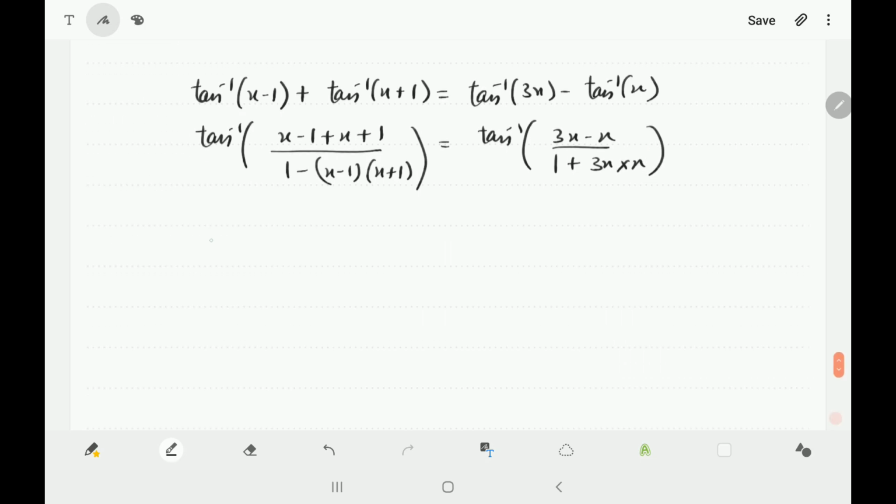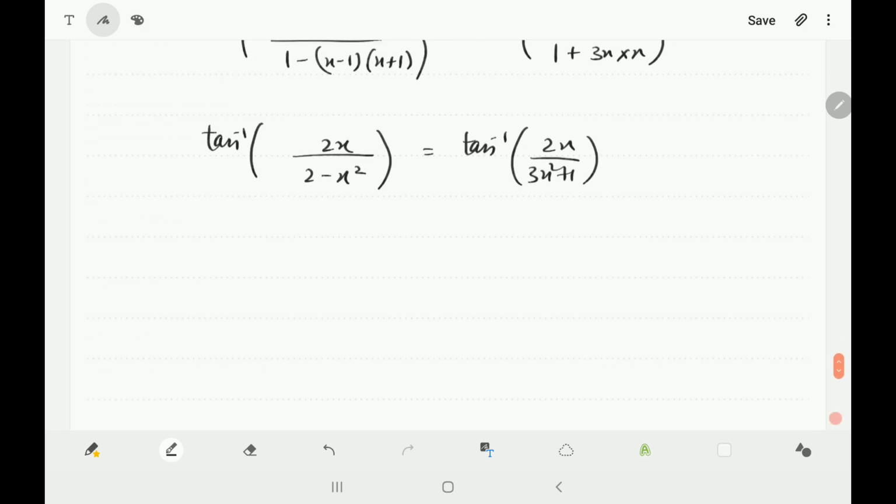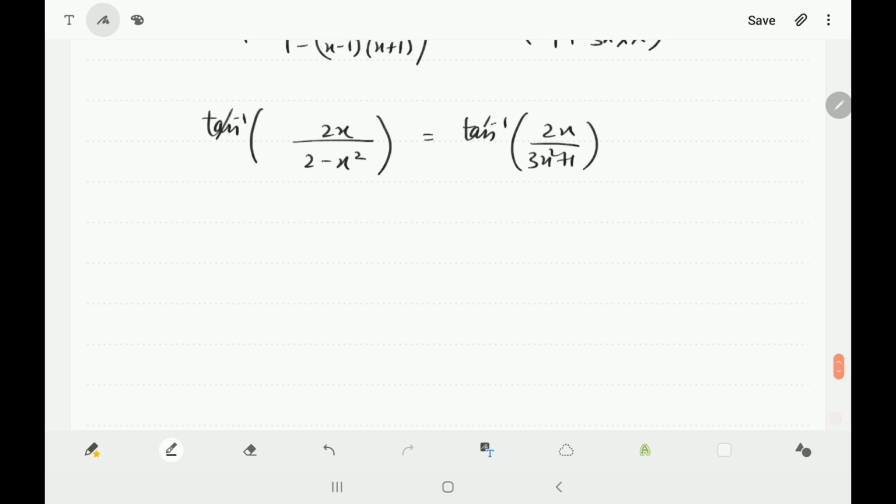Okay, so now we will get tan inverse of 1 and 1 will cancel out. This will give us 2x upon 1 minus x square minus 1. So this will be 2 minus x square is equal to tan inverse of 2x upon 3x square plus 1. Okay, so we can cancel tan inverse from both the sides. So we will have 2x into 3x square plus 1 is equal to 2x into 2 minus x square.